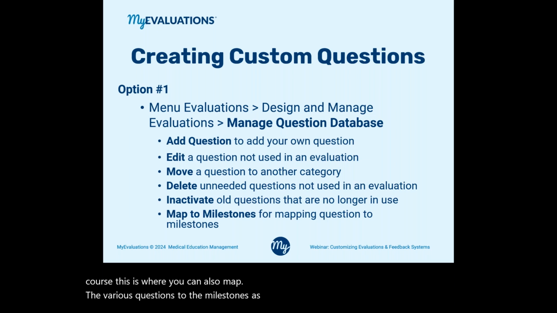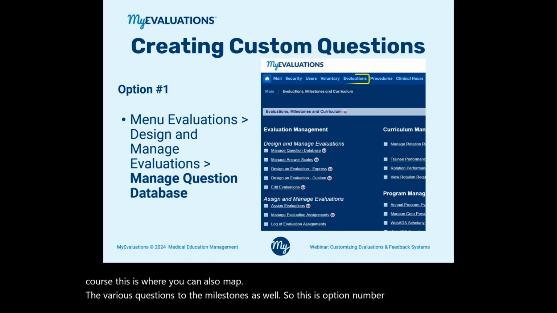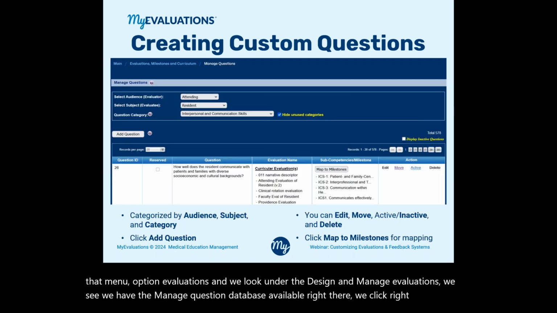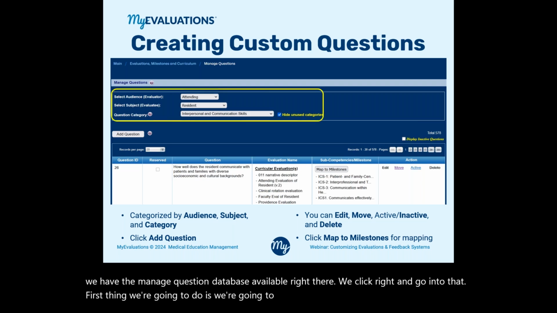So this is option number one. And if we go to that menu option, evaluations, and we look under the design and manage evaluations, we see we have the manage question database available right there. We click right and go into that. First thing we're going to do is select an audience, a subject, and a question category.